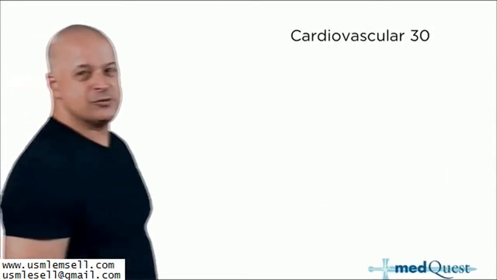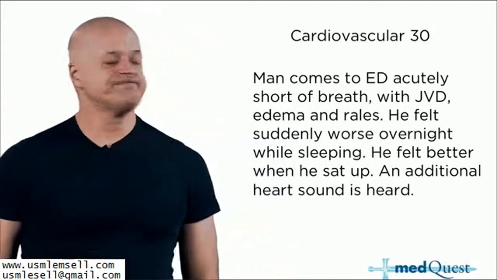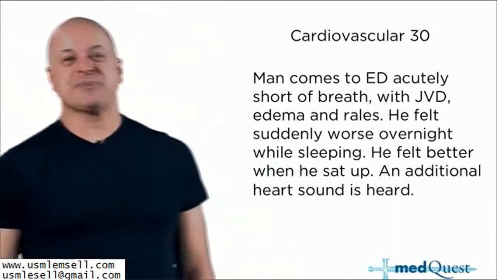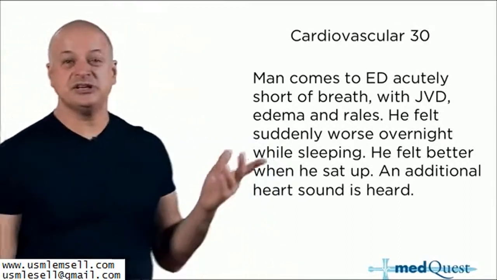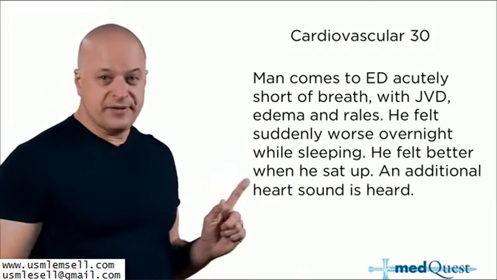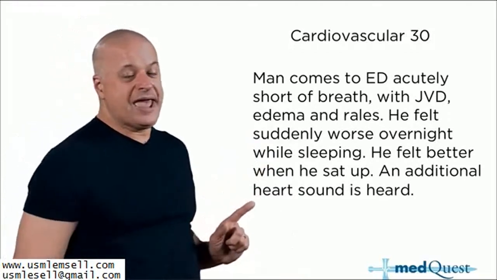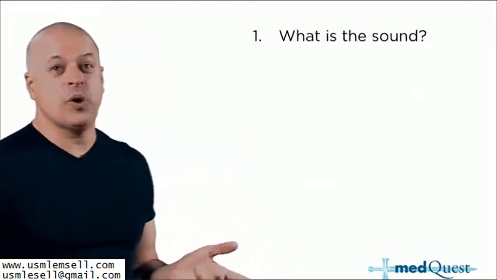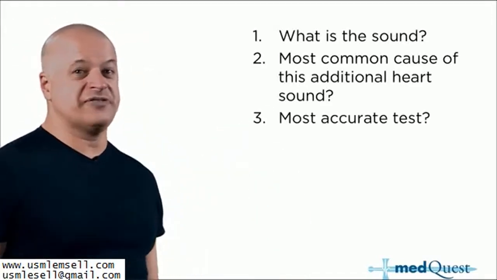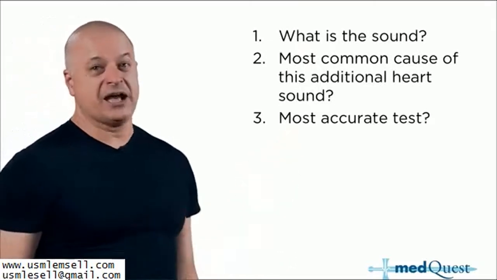So what is it? A man comes to the emergency department with shortness of breath, jugular venous distension, edema, rales, and he's suddenly worse overnight while sleeping. He sits up and he feels better. That's called orthopnea, when you sit up and you feel better. And this additional sound is heard. What is the sound that you're most likely hearing, and what is the most common cause of that sound? This is the cardiology section, so always say echocardiogram.